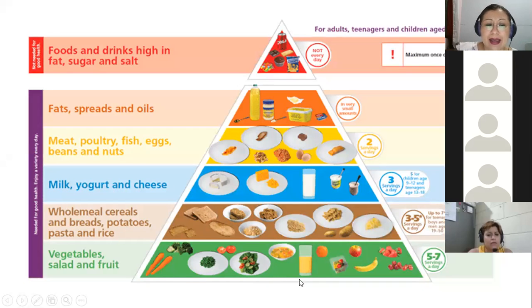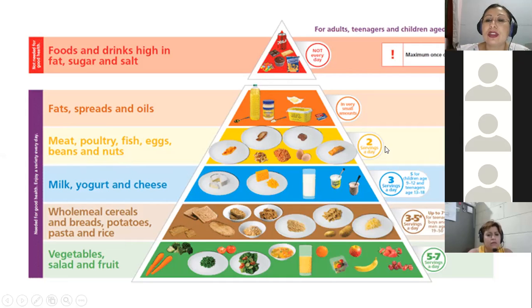It's very similar. Okay, and in the second line, they change. Ellos han invertido el orden, ¿verdad? Entre la primera y la segunda línea. From the first one, de la primera que les mostré. In the second line, you have wholemeal cereals and breads, potatoes, pasta, and rice. And it says that you should have 3 to 5 servings a day. And there is a third column that says milk, yogurt, and cheese. And it says that you should have 3 servings a day. Then you have meat, poultry, fish, eggs, beans, and nuts, which is basically protein.